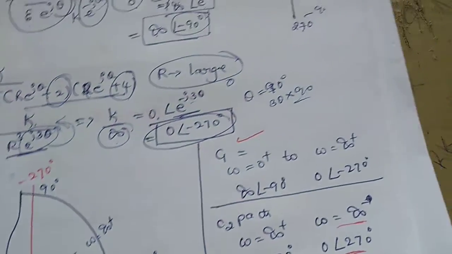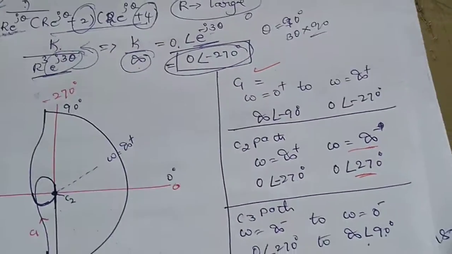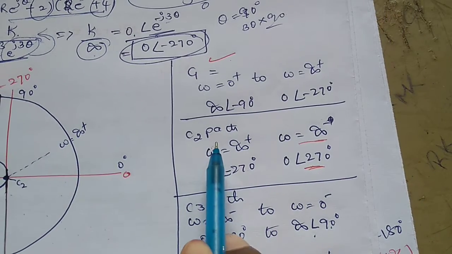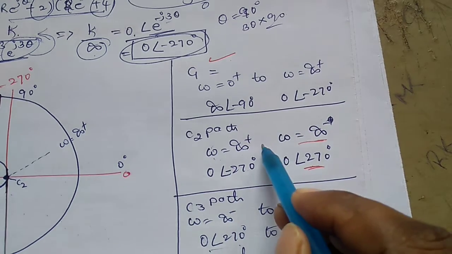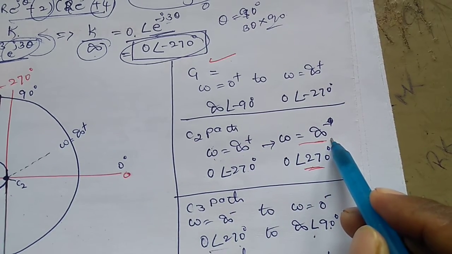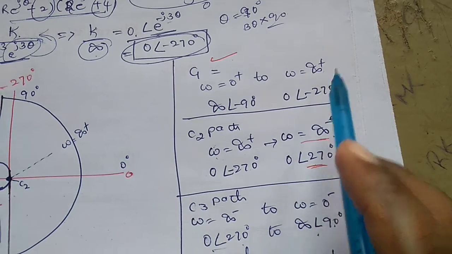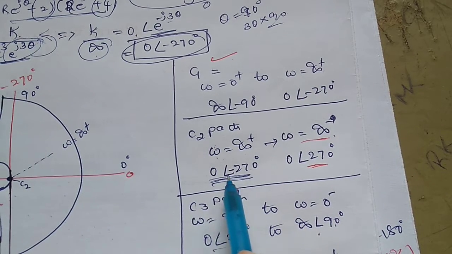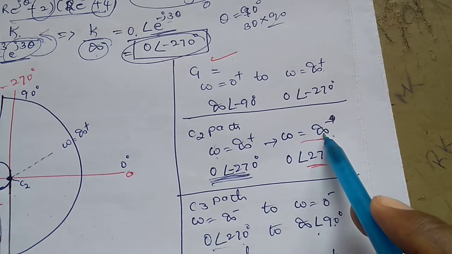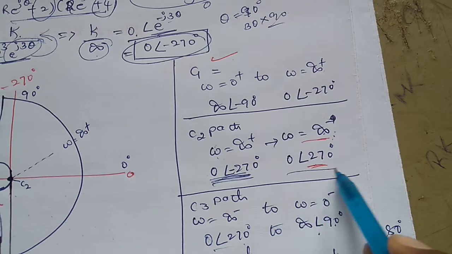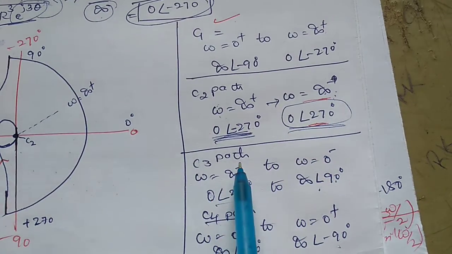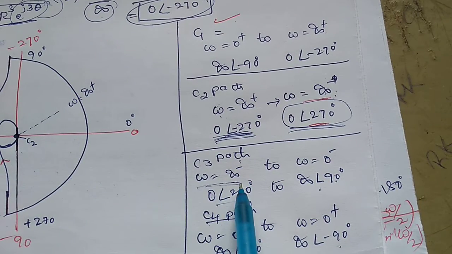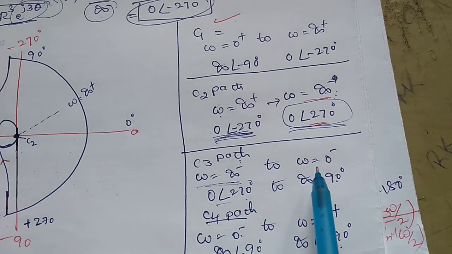Similarly, we need to find the values. Calculate the C2 path here. For the C2 path, we start from omega equal to plus infinity to omega equal to minus infinity. We know that omega equal to plus infinity is 0 at an angle minus 270. Then omega equal to minus infinity is 0 at an angle plus 270. So then similarly find the C3 path. The C3 path will start from omega equal to minus infinity to omega equal to 0 minus.